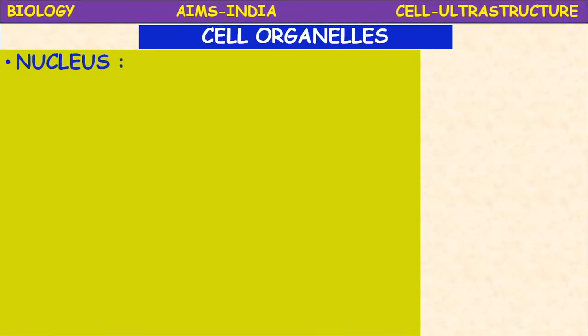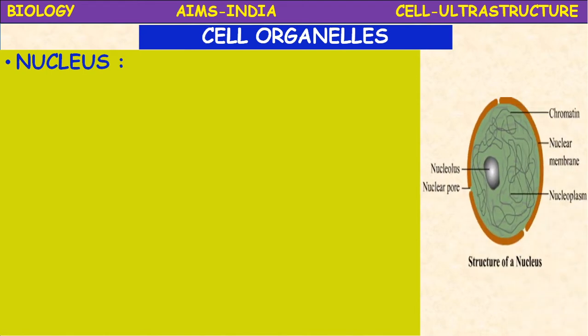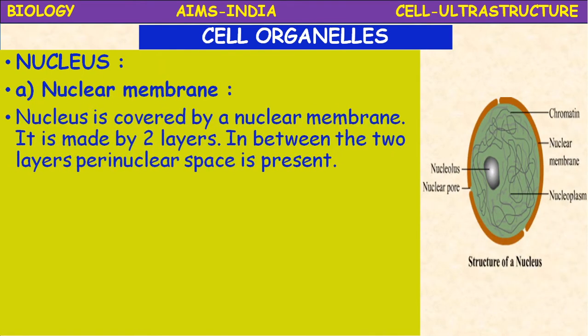The cell organelles. What are cell organelles? The small structures which are present in the cytoplasm of the cell, which perform different functions of the cell. How can you define a cell? A cell is the basic structural and functional unit of all living organisms. So the nucleus was discovered by Robert Brown, and we discussed its general structure.